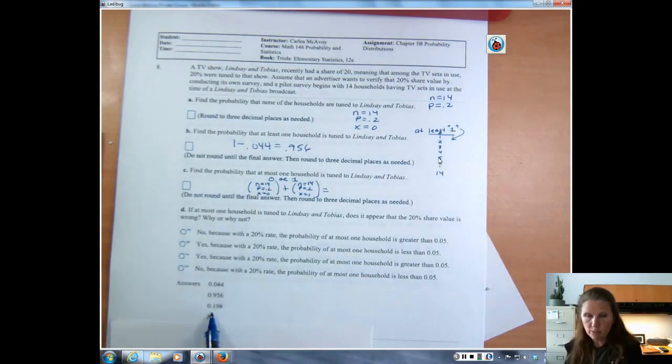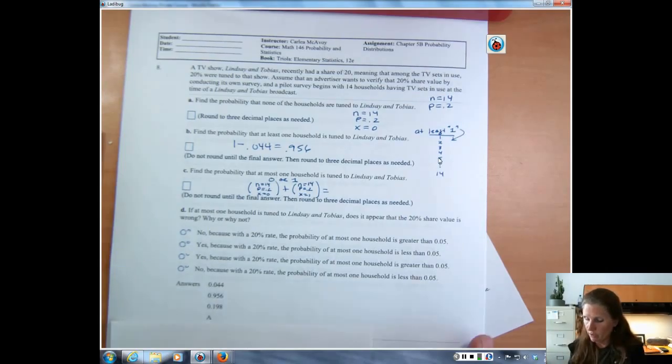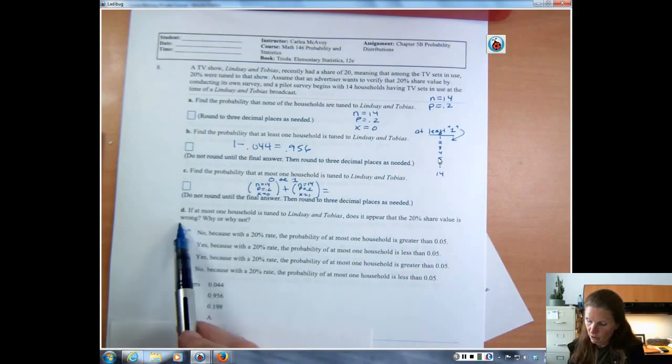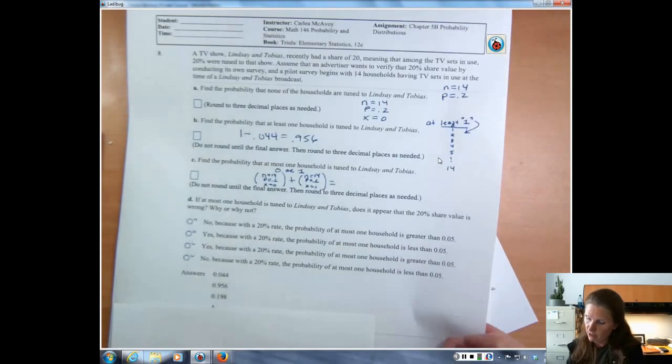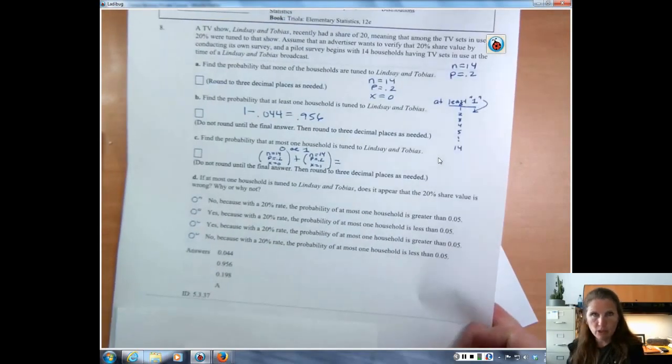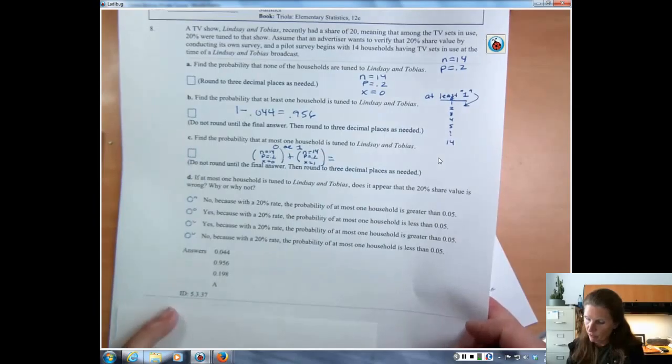We were expecting 20%, and that's just about what we got. I thought they were saying, is it correct? But anyway, it's not wrong because it's so close to 20%, which is what we expected. The tricky wording there got me. So they're asking, is it wrong, not is it right? And I was answering it was right. 5.3.37. Okay.